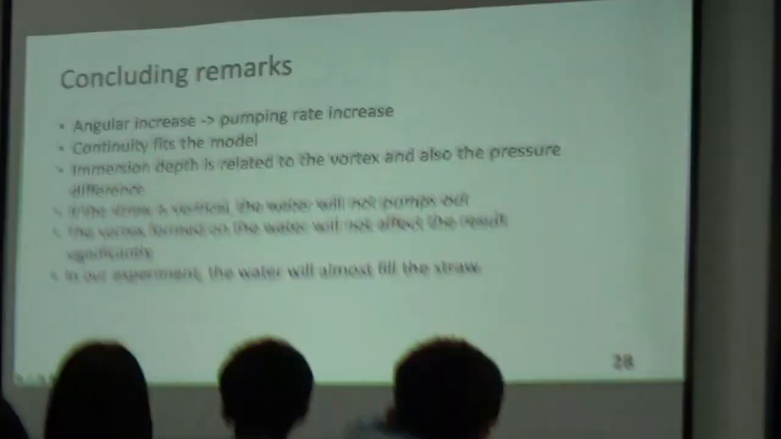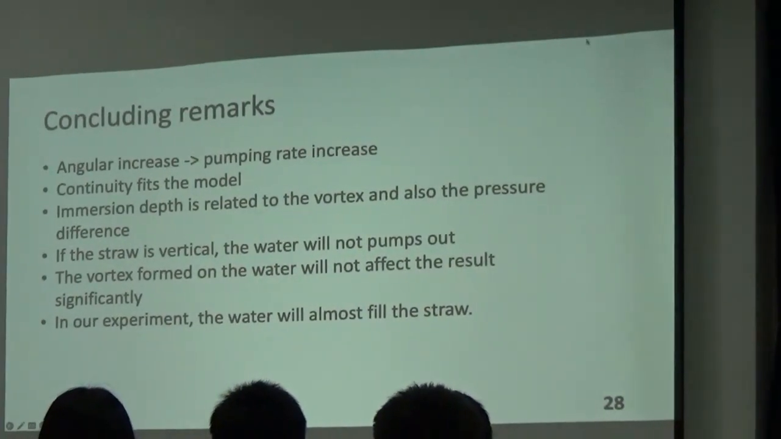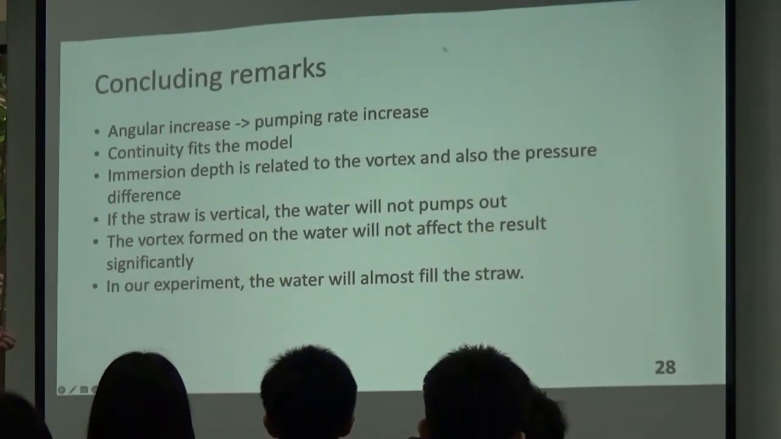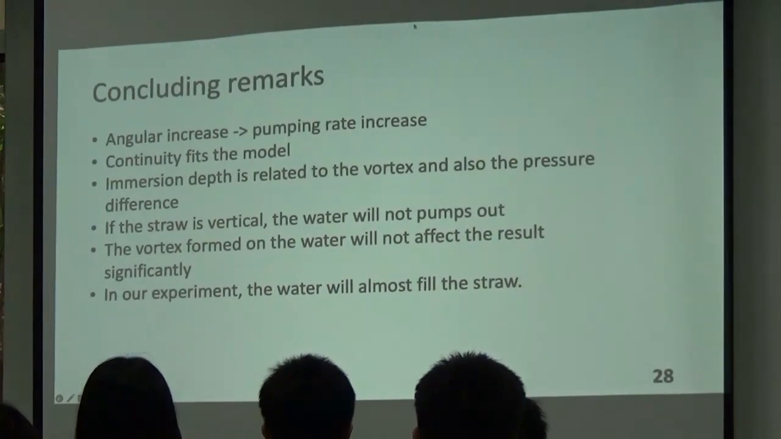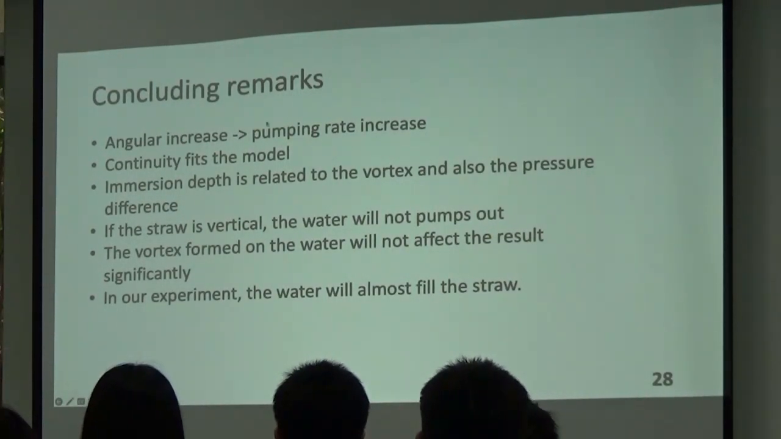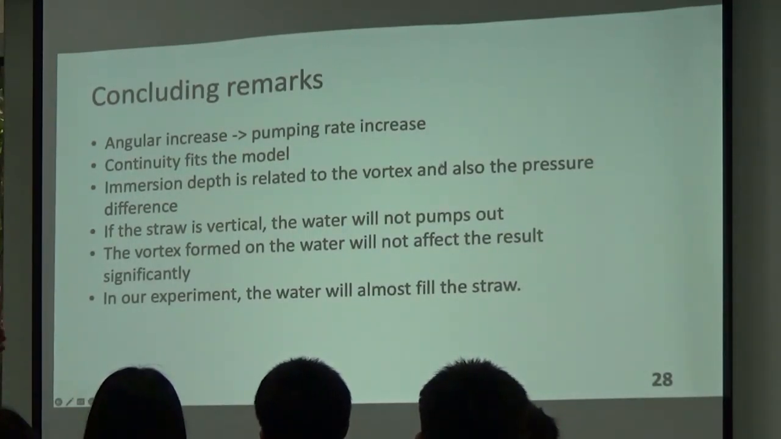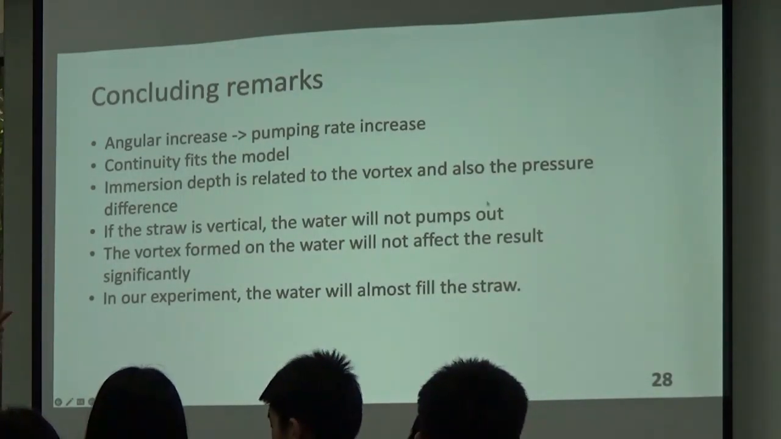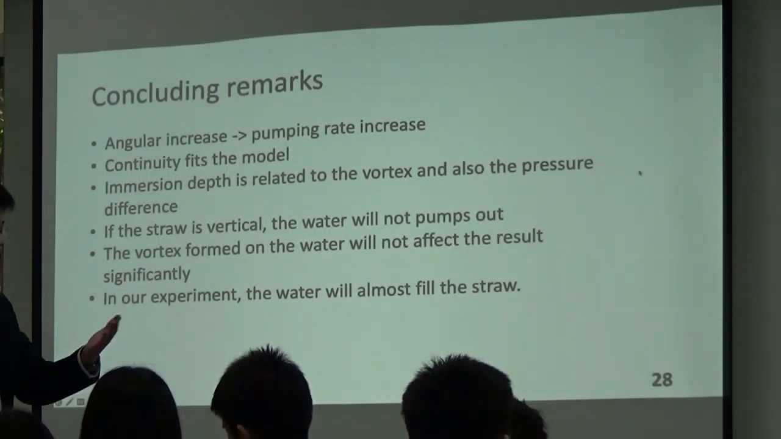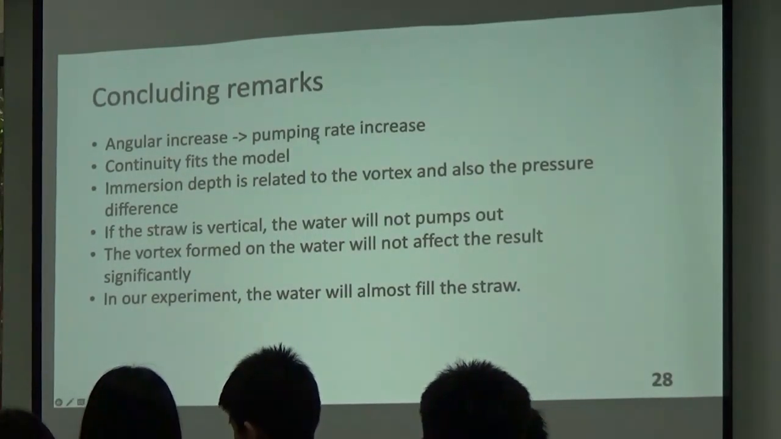When the angular velocity increases, the pumping rate will increase. I think the report considers that angular velocity has no boundary limit. But if the angular velocity is very high, I think the velocity will increase as well. Then the continuity will fit our theory model, which means that the amount of water that flows into the pipe will be the same as the water that flows out. And the immersion depth is related to the vortex, and the opponent also mentioned the pressure difference.